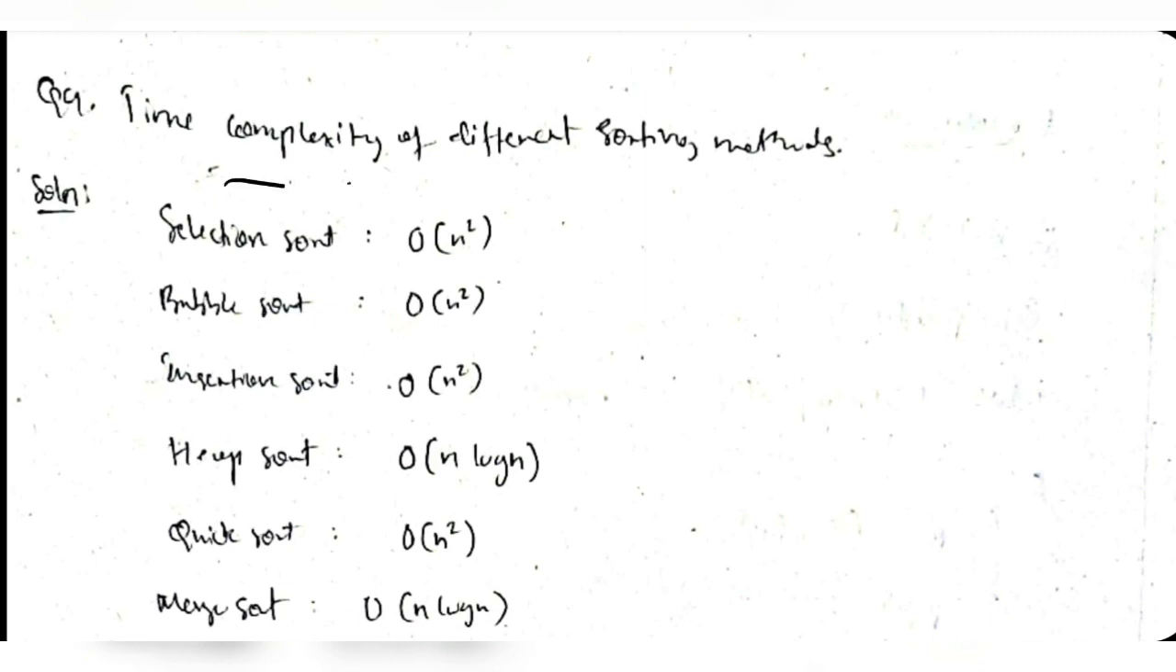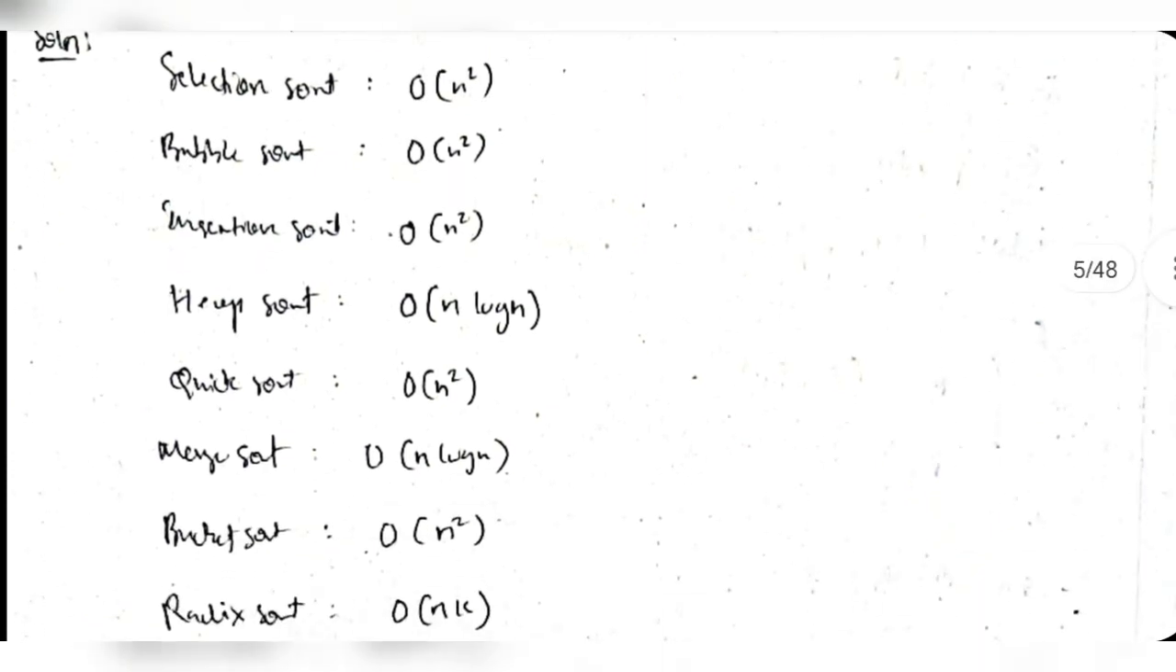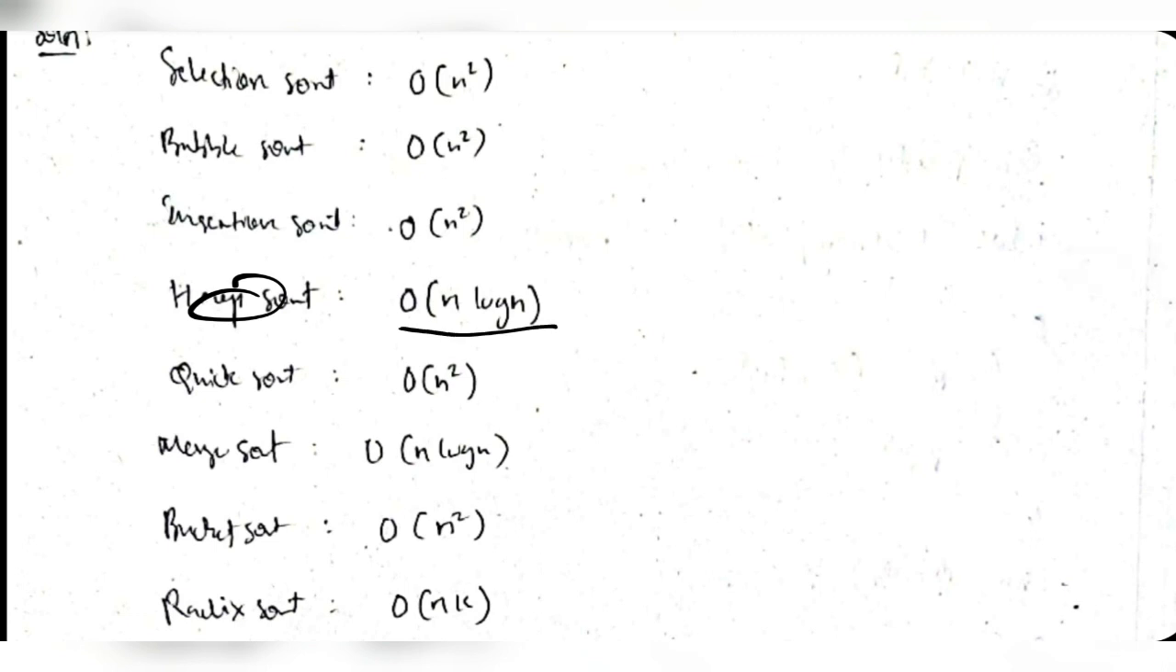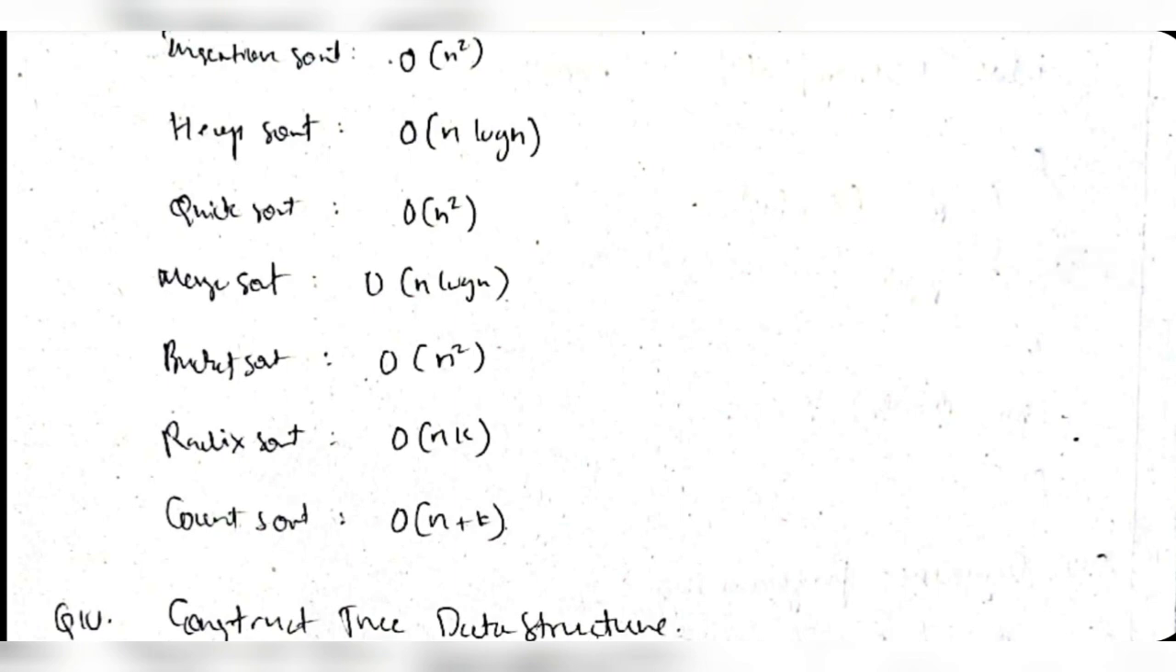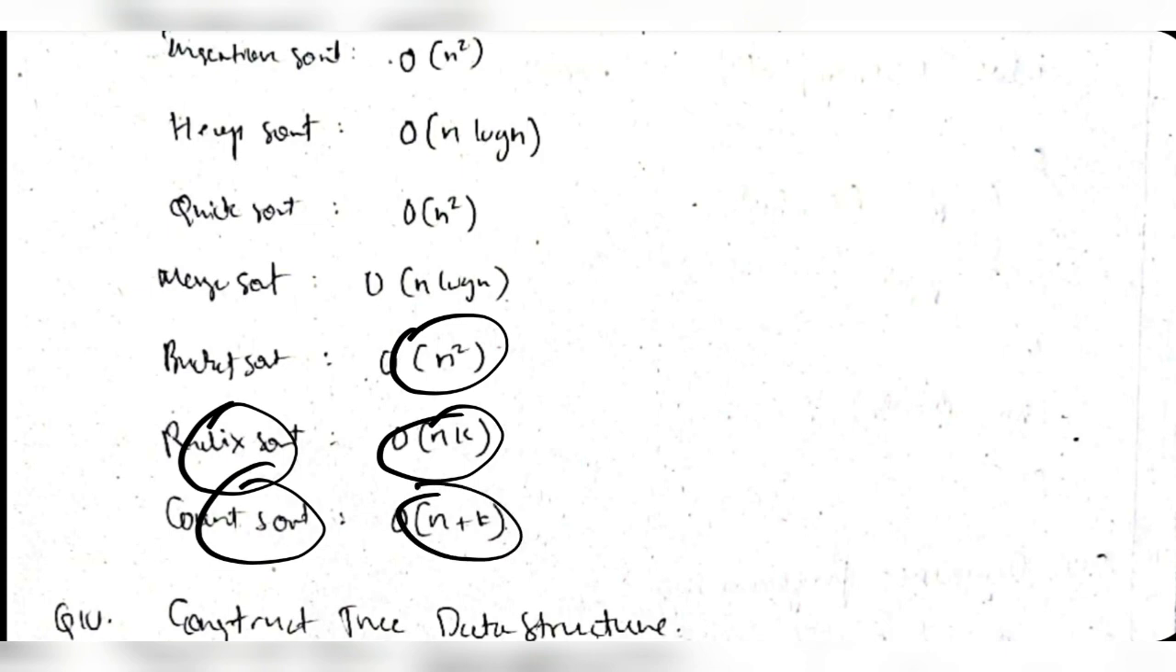Next question is time complexity of different sorting methods. So it's very important to know. Selection sort is O of n square, bubble sort is O of n square, insertion sort is O of n square, heap sort is O of n log n, quick sort is O of n square, merge sort is O of n log n, bucket sort is O of n square, radix sort is O of n k, count sort is O of n plus k.